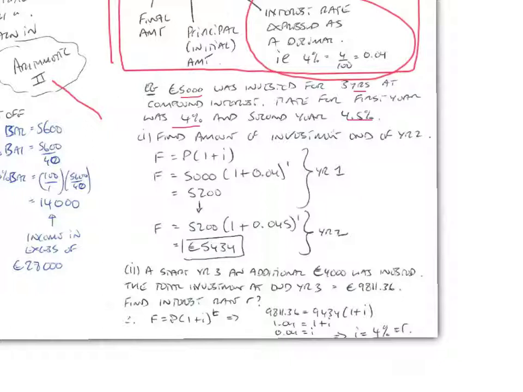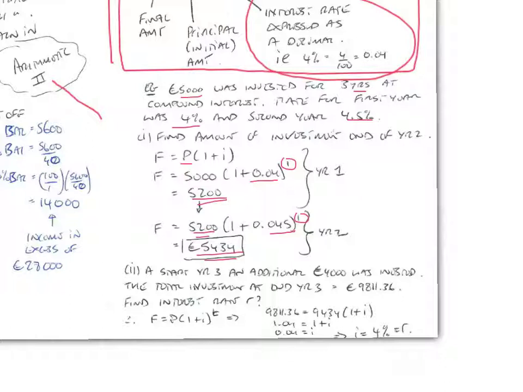So we plug in our 5,000 and the initial interest rate, 1 year, and we find that at the end of year one, 5,200 euros had accrued or was ready to move on into year two as the principal value at a different rate for 1 year. And at the end of year two, that 5,000 euros was now worth 5,434.